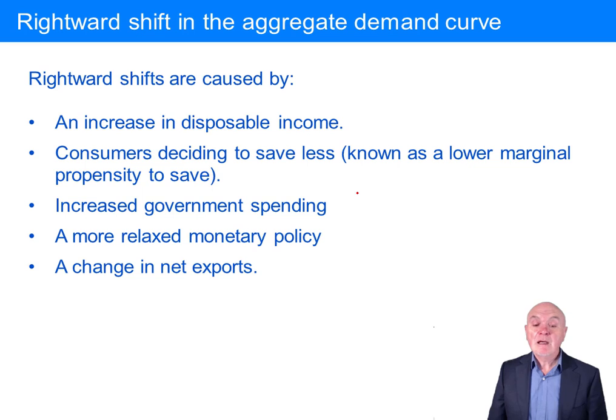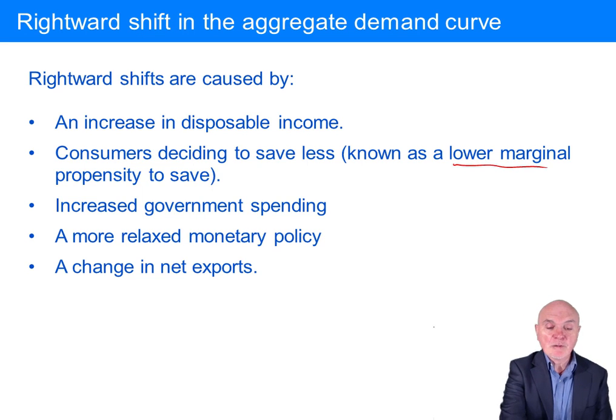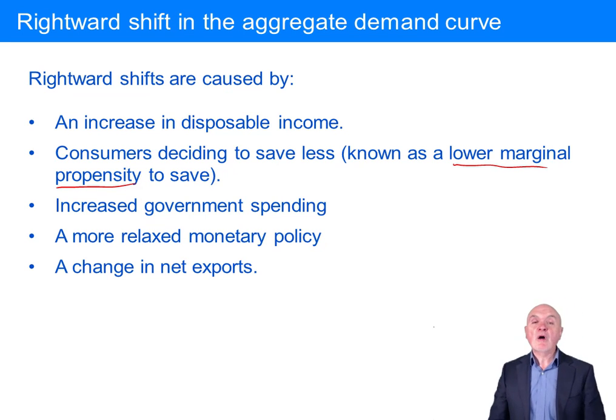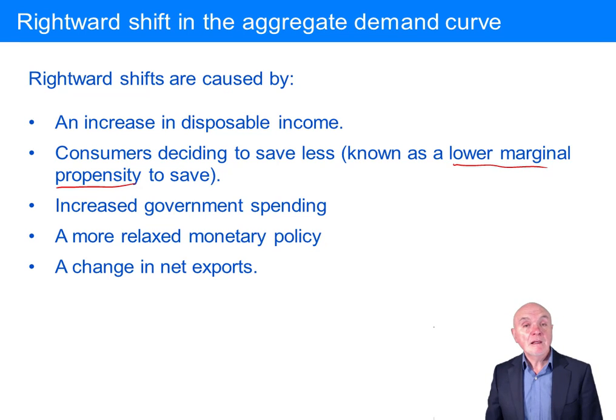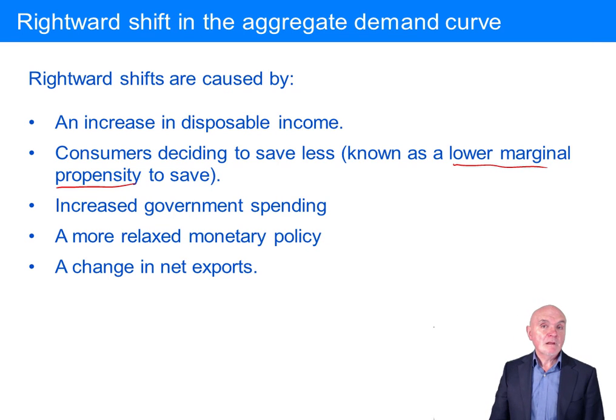Consumers deciding to save less, and I mentioned that before, this is called a lower marginal propensity to save. They feel more confident. They don't have to put as much aside for a rainy day. Increased government spending, perhaps, as I said, social security payments, a more relaxed monetary policy, and a more relaxed monetary policy could be lower interest rates, or making it easier for banks to lend money, fewer rules and regulations to try to stimulate them to spend money.